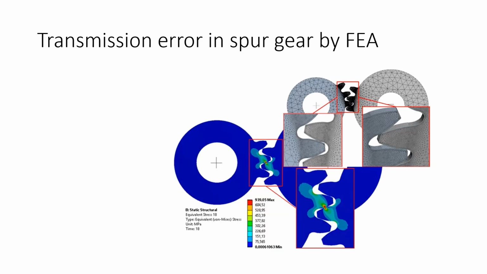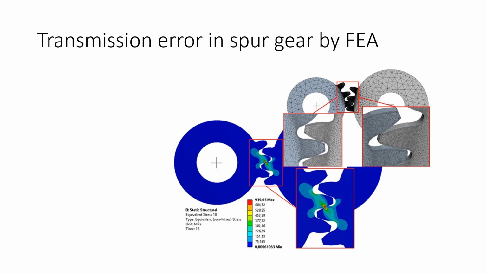This figure shows the transmission error in spur gear. The gray colored part shows the meshing. Meshing means division of the total figure into small parts, that is small elements, and the lower part in blue color is showing the part after the analysis, and that blue colored part shows the equivalent stress. We can see from that graph the equivalent stress acting on the transmission gear.